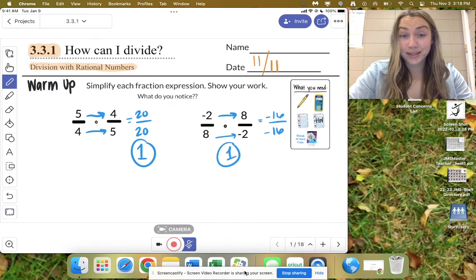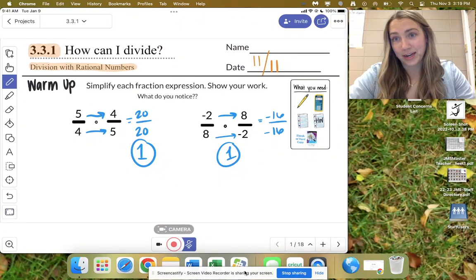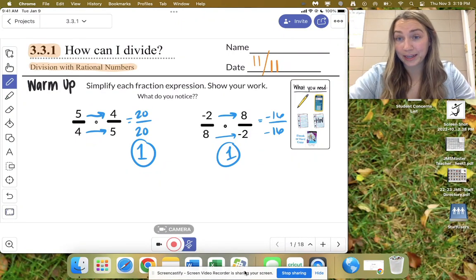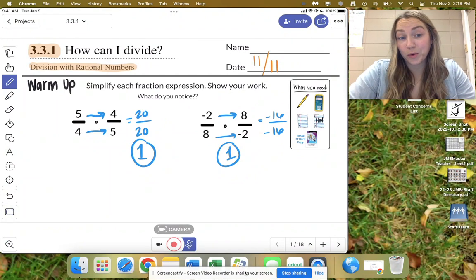So what you should have noticed is that they were both 1. And you should have noticed also that you're multiplying by the reciprocal, which is when you take a fraction and you flip it. That's the reciprocal. And I believe the math notes yesterday said the multiplicative inverse, and that just means multiplicative, multiply, inverse. We're talking about the reciprocal. And so when you multiply a fraction by its reciprocal, you get 1.